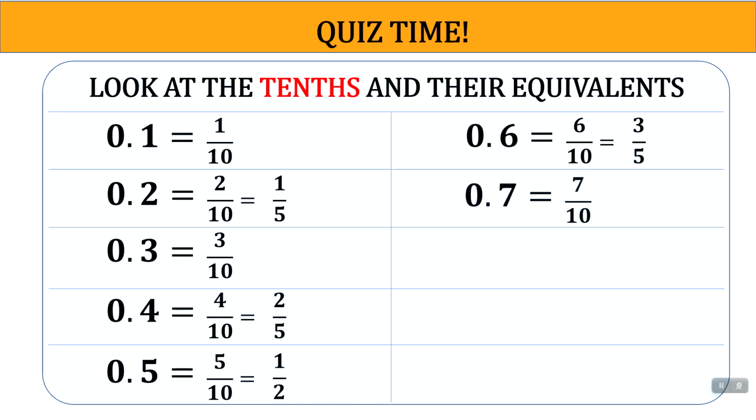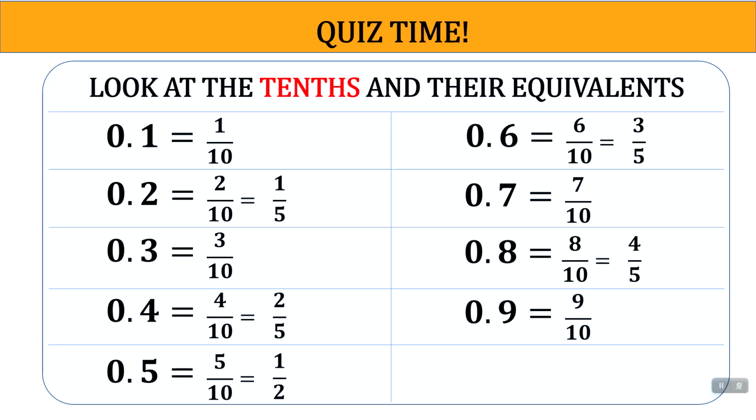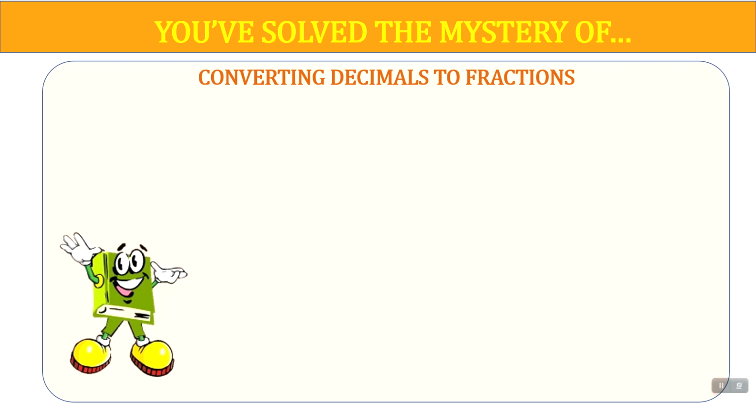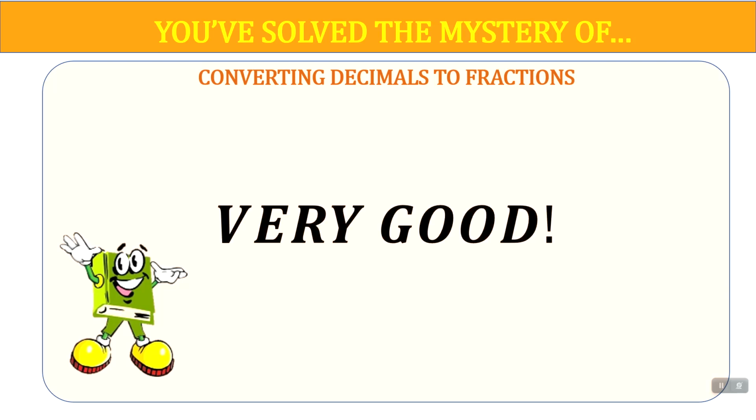0.7 is 7/10. 0.8 is 8/10, which can be reduced to 4 over 5. 0.9 is 9/10. And if we had 1.0, that's 10/10, which reduces to 1 over 1, which is equal to 1. And now you've solved the mystery of converting decimals to fractions. Very good.